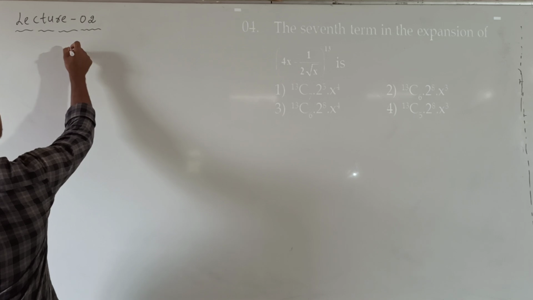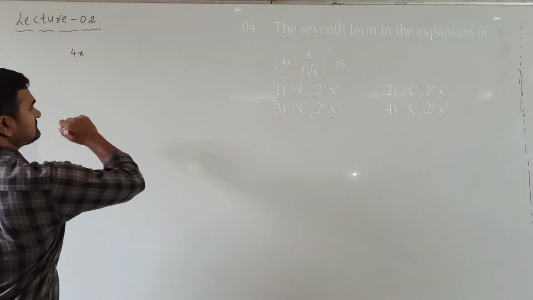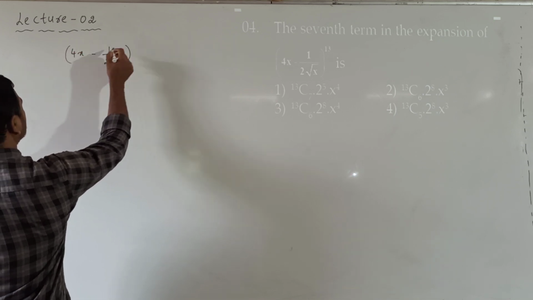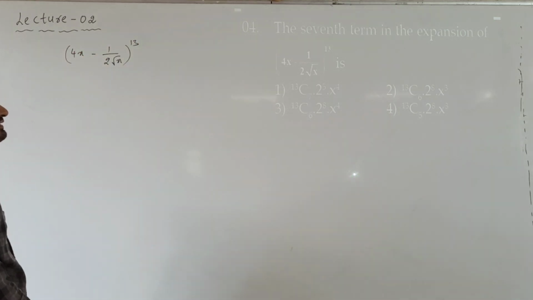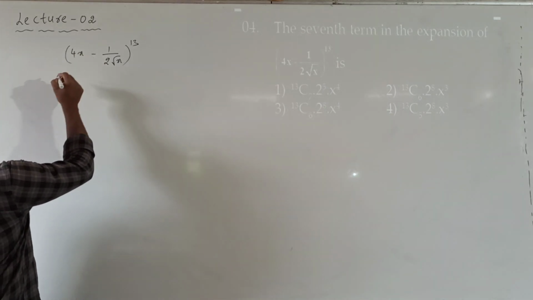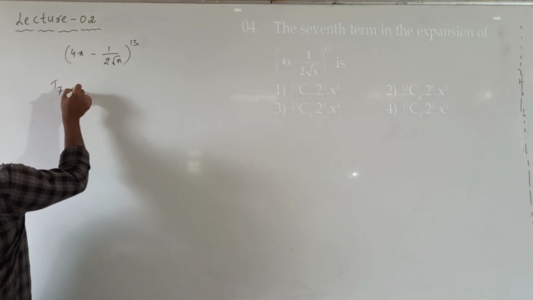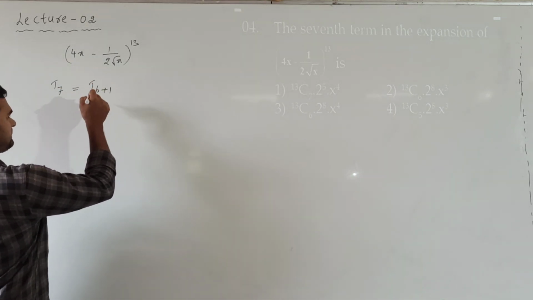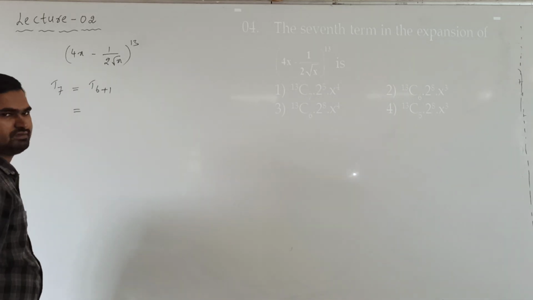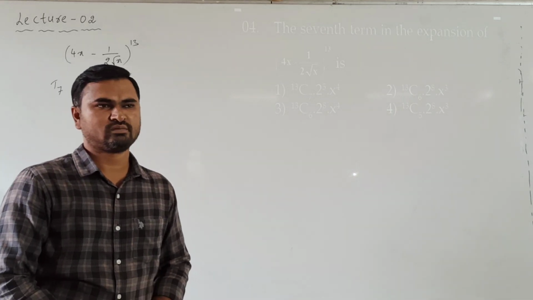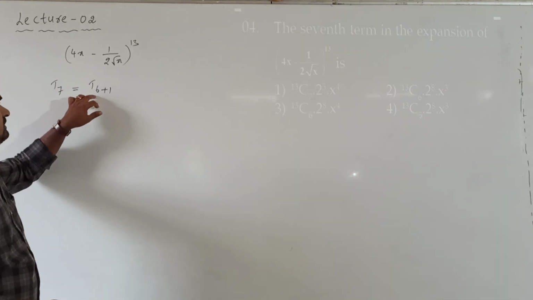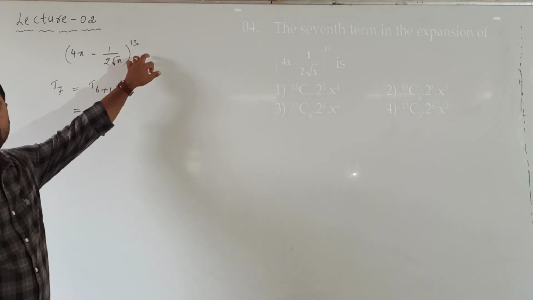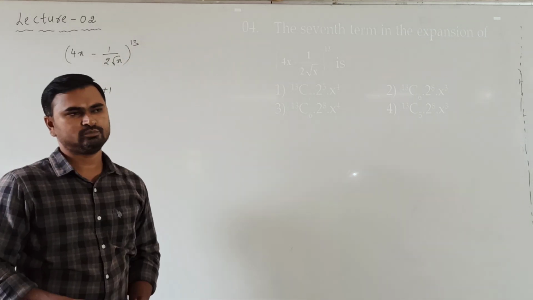The expansion is (4x minus 1 by 2 root x) whole to the power of 13. In this we need the seventh term, that is t7. Now t7 will be written as t6 plus 1, because we have to apply the general term formula t r plus 1. In the expansion of (a plus b) whole power n, it is nCr a to the power of n minus r into b to the power of r.